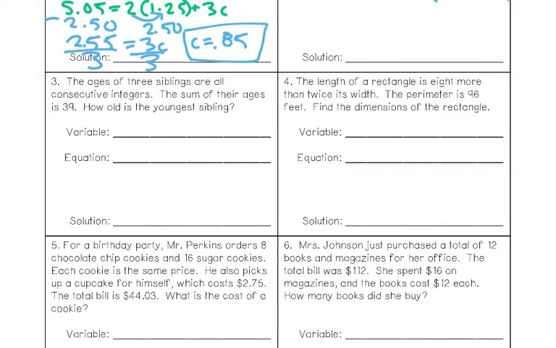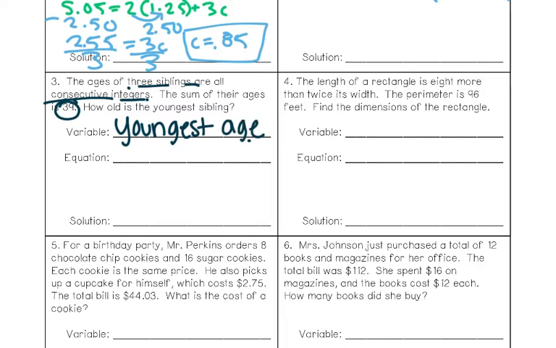Okay, on to number 3. The ages of 3 siblings are all consecutive integers. The sum of their ages is 39. How old is the youngest sibling? Our variable, our x, is going to be our youngest sibling age.